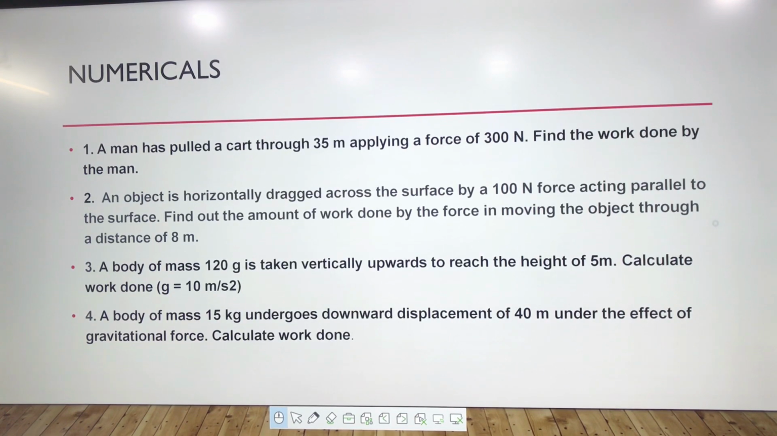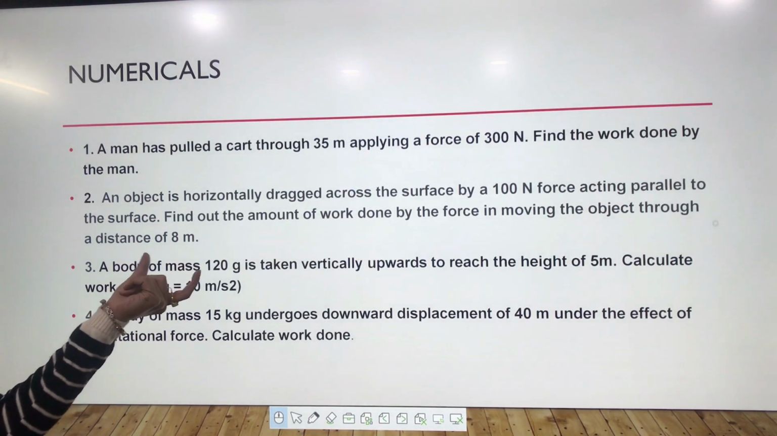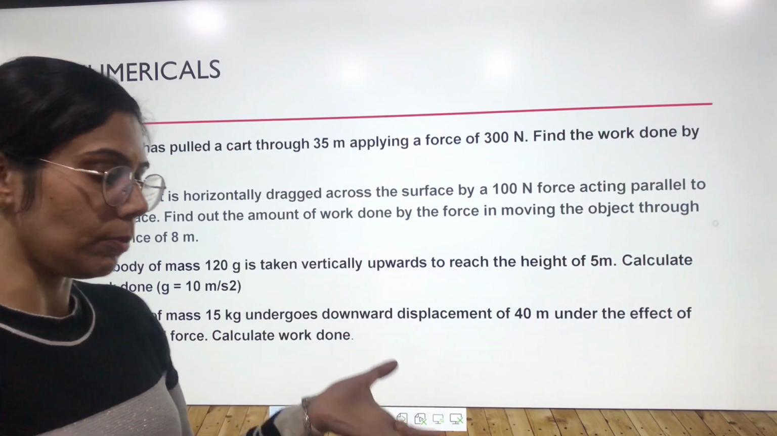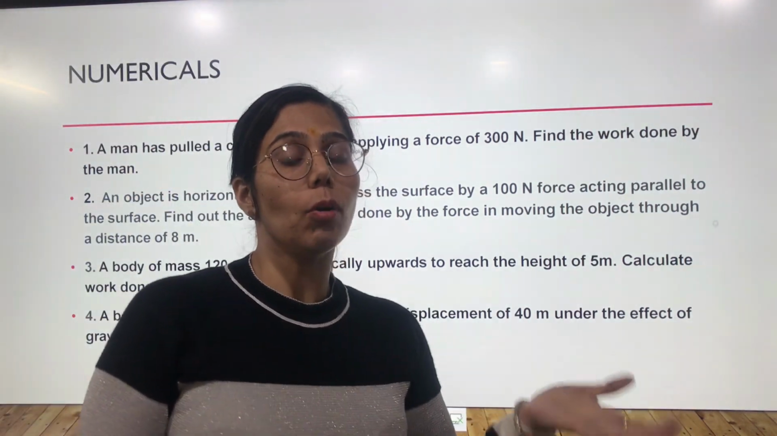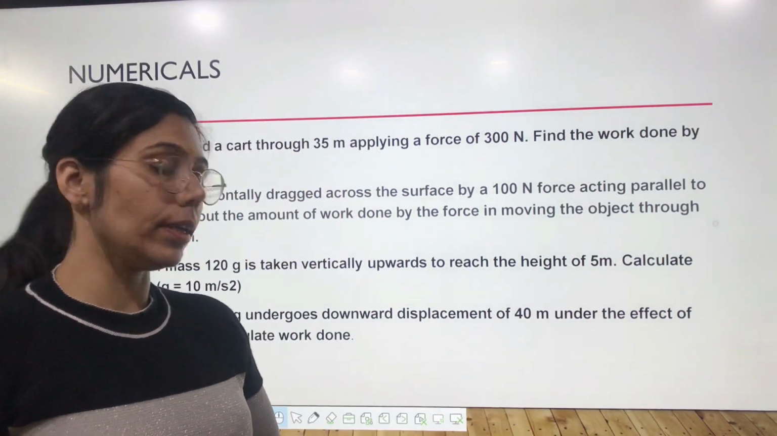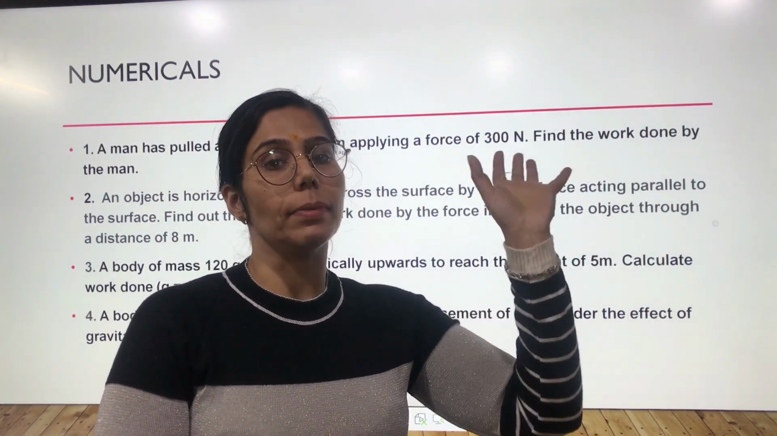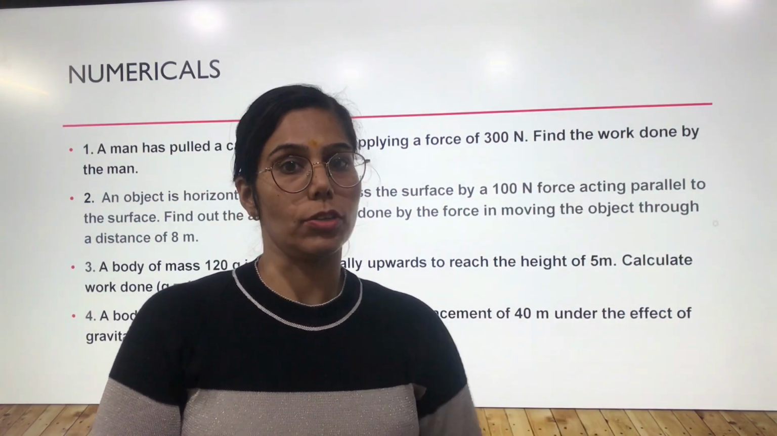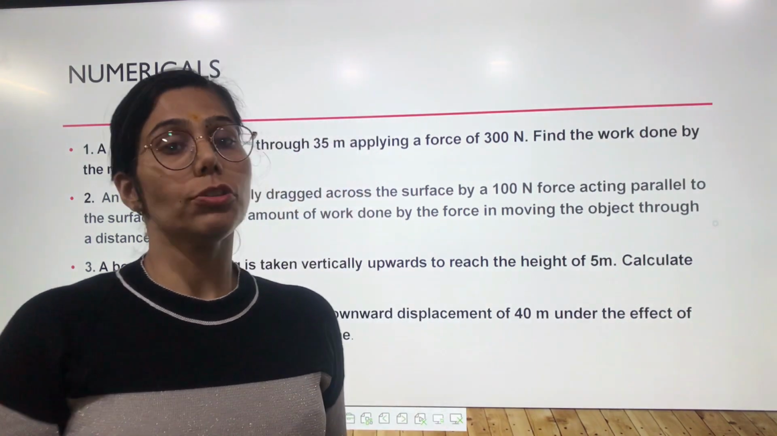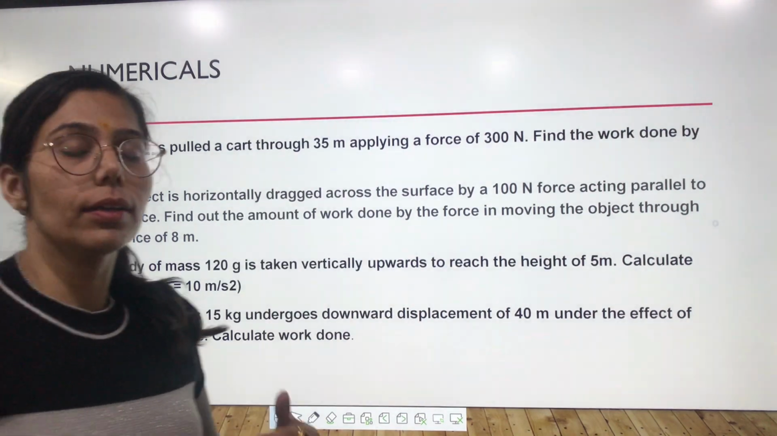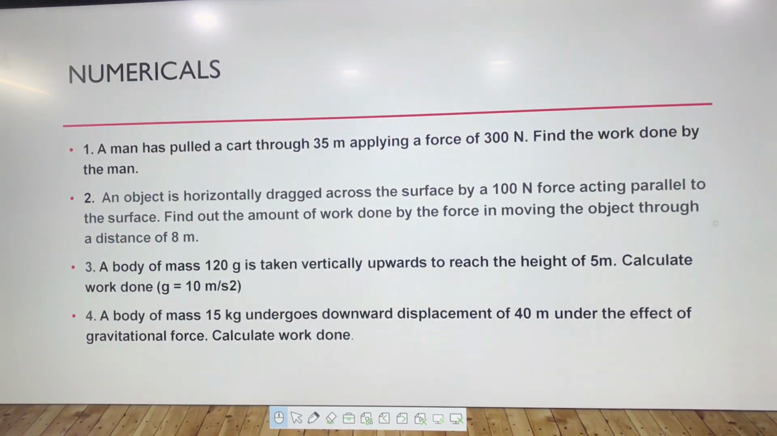Now let us understand the numerical. A body of mass 120 gram is taken vertically upwards, which means we are doing the displacement against the gravitational force, so force and displacement are in opposite direction. So here the acceleration due to gravity will be -10 that we will take in this numerical. So let us proceed with it.